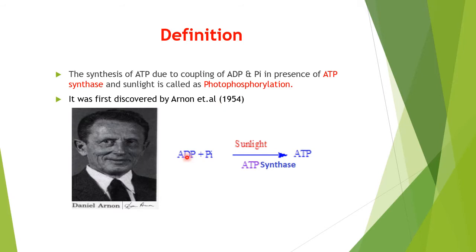That means you have an ADP, you have an inorganic phosphate, sunlight is required, and there should be an enzyme which is ATP synthase. It results in the generation of ATP. That is called photophosphorylation.